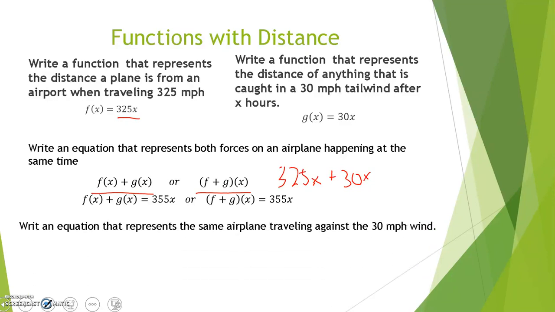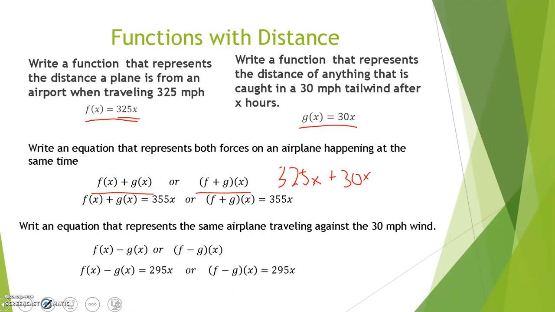Let's write a different function that represents the same airplane, but this time instead of traveling with the 30 mile per hour wind, it's traveling against the 30 mile per hour wind. We want to take the f of x function, except this time we're going to subtract the headwind. We're going to subtract the g of x function. So it's going to look like f of x minus g of x, or we could simply write it as f minus g of x. If we subtract 325x minus 30x, we're going to get 295x.